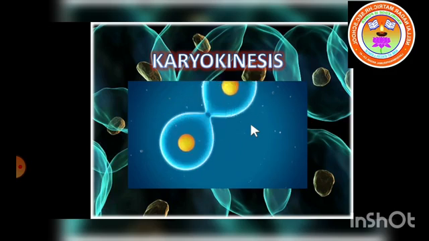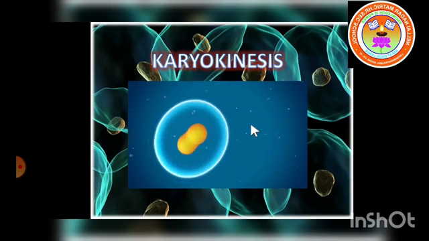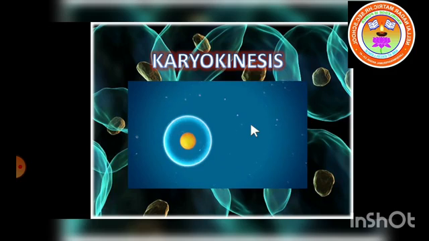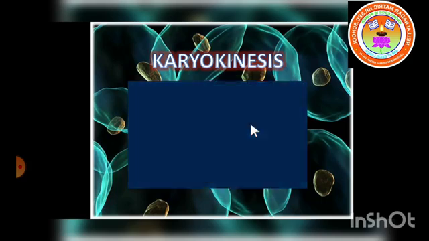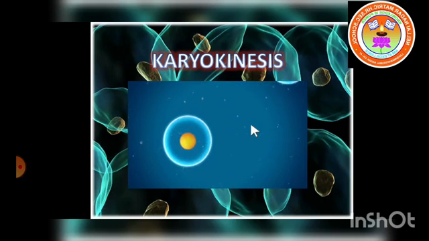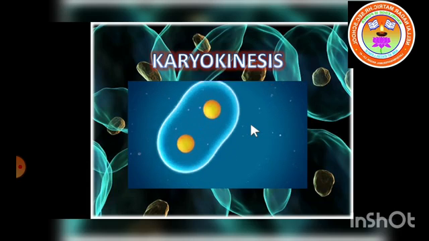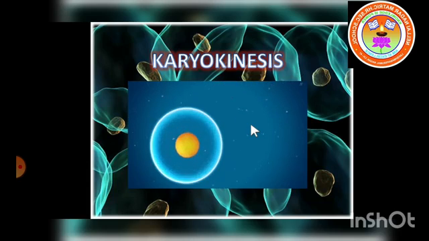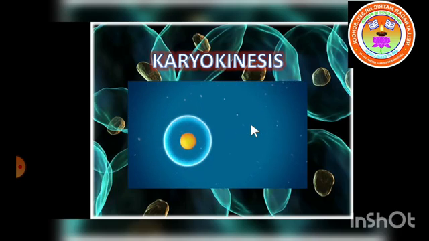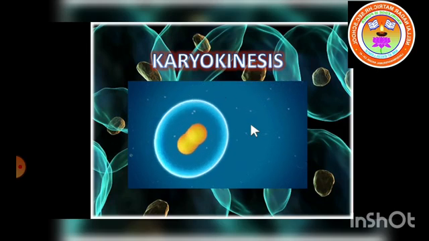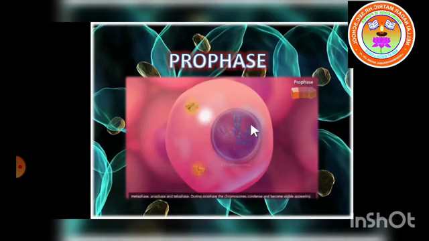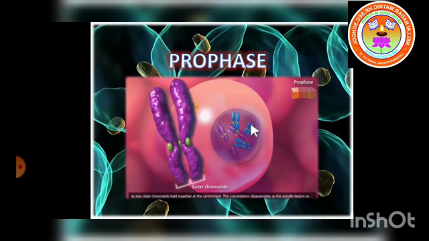Next we will see what is karyokinesis. Karyokinesis is a division of the nucleus. Karyo means nucleus, kinesis is division. So karyokinesis is division of the nucleus into two daughter nuclei. It consists of four phases. They are prophase, metaphase, anaphase and telophase. So first we will go with prophase.